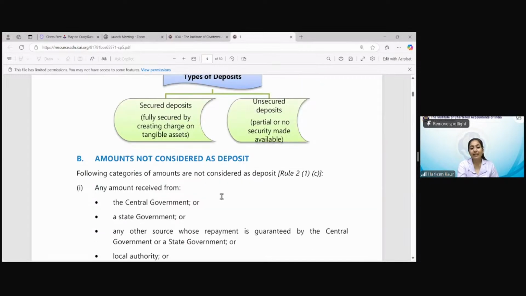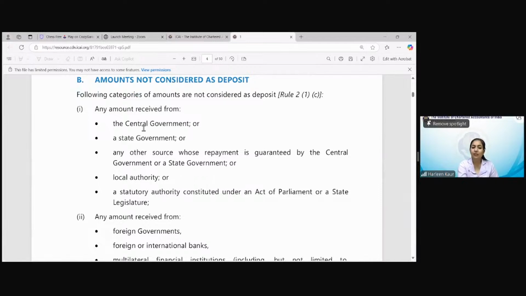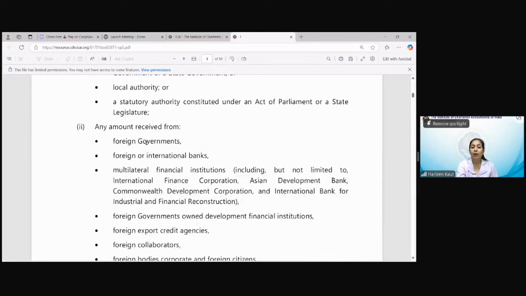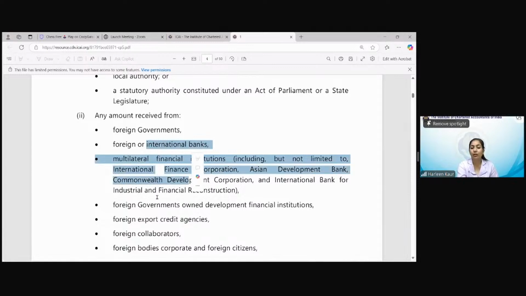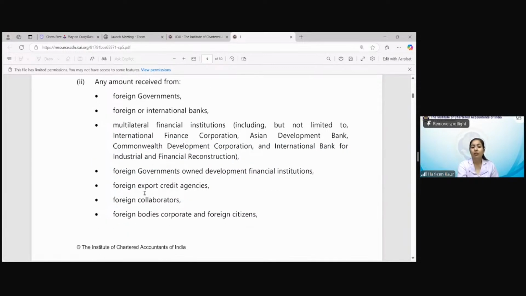Amounts not considered as deposits. These are the following amounts which will not be considered as deposits. Central government, state government, local authority. We have already done this. Foreign international banks, all kinds of foreign institutions. So wherever the word foreign is written, that means it is not a deposit. Foreign export credit agencies, again not a deposit.